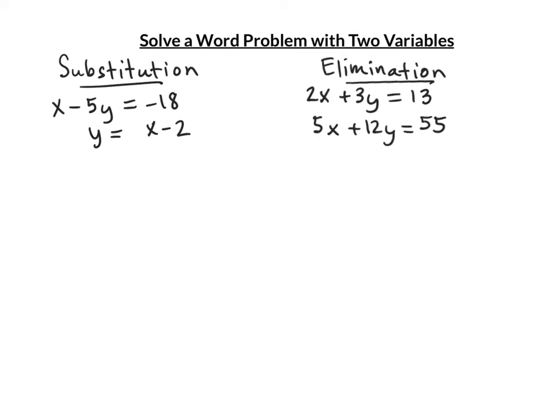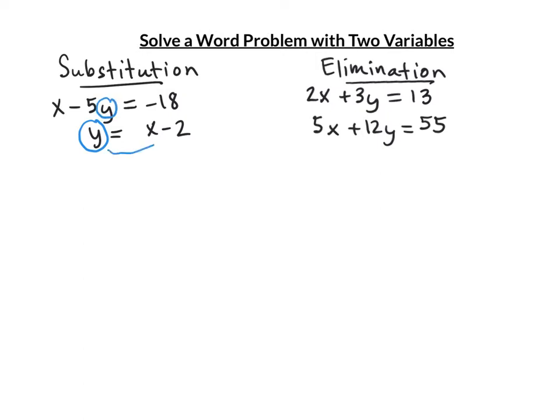When we solve a question with two variables, we're either going to use substitution or elimination. Let's do a quick review of what those are. Substitution is when I have a variable by itself. I can replace that variable in the other equation with what it's equal to.